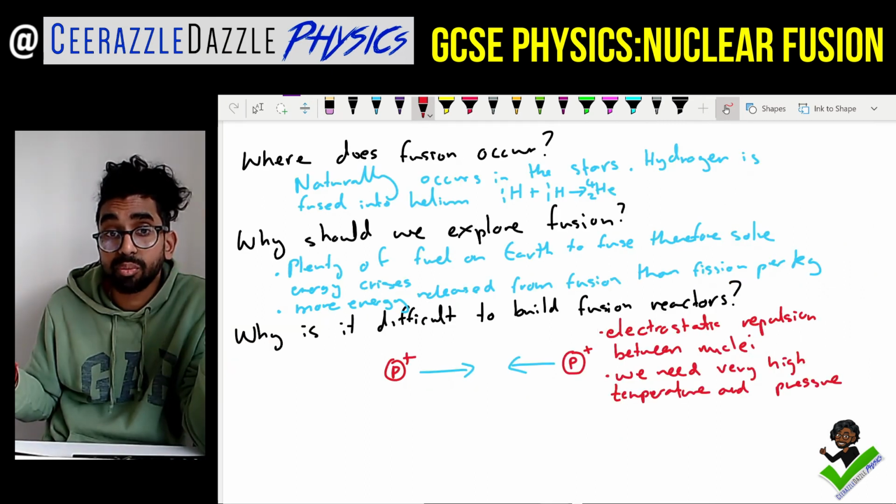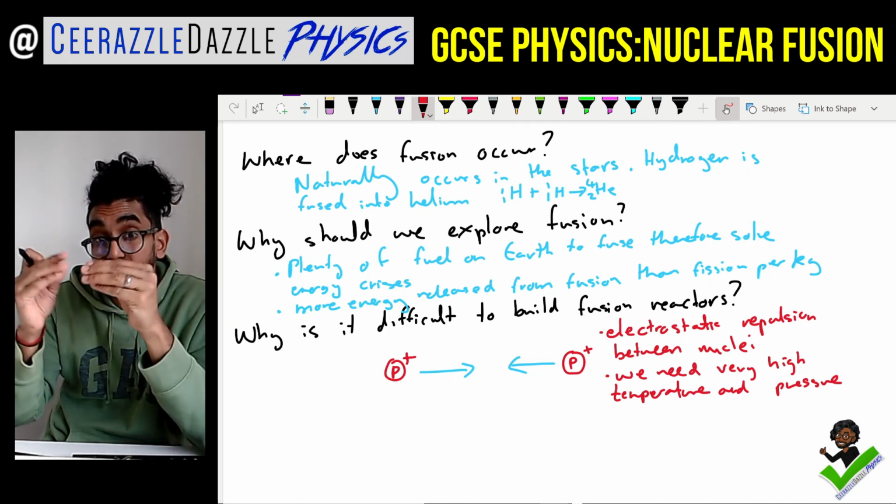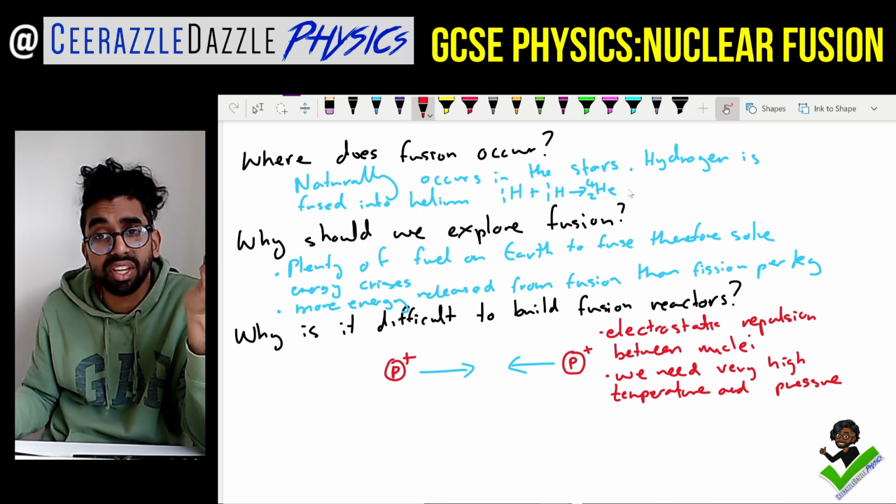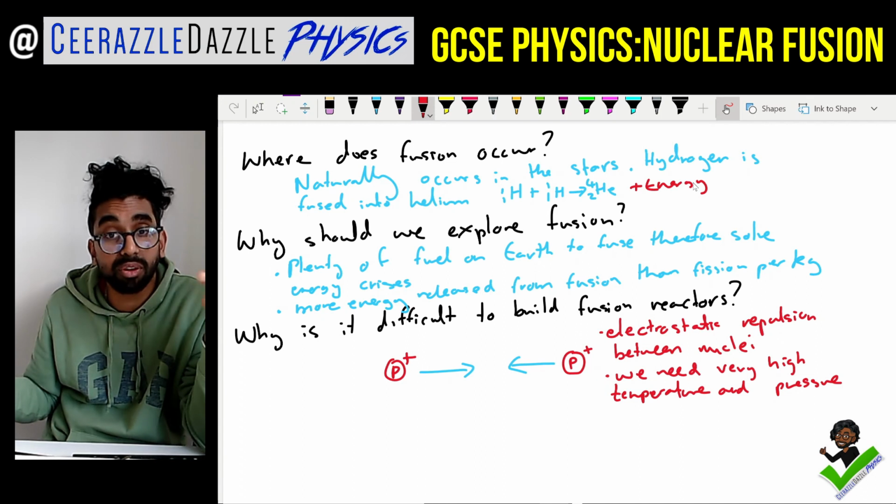From there, we talked about the following. Where does fusion occur? Fusion naturally occurs in the stars, and that's where hydrogen is fused into helium, guys, and obviously energy is released. And look, I've done the equation there. Hydrogen-1 (1,1H) plus hydrogen-1 (1,1H) goes to make helium-4 (4,2He), plus energy is released. And that's where all the life on Earth is from, the sun.